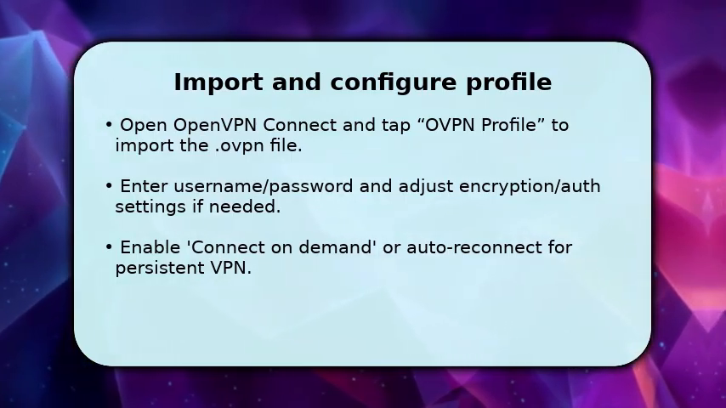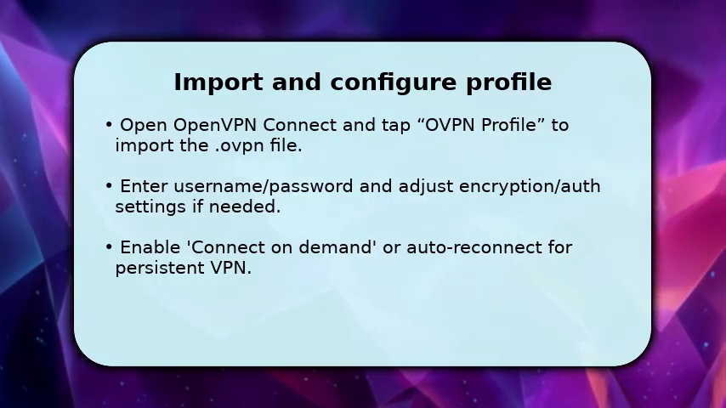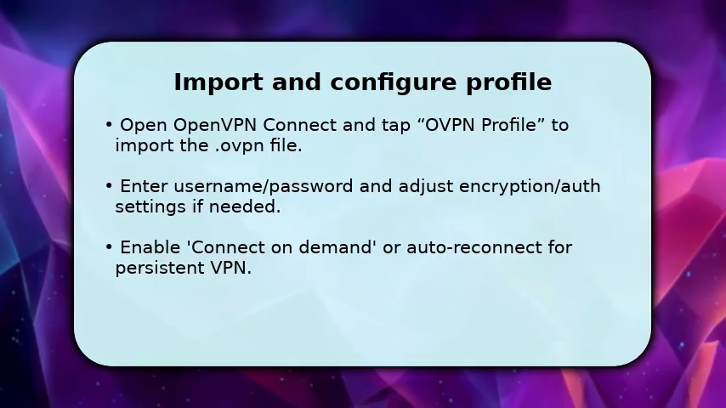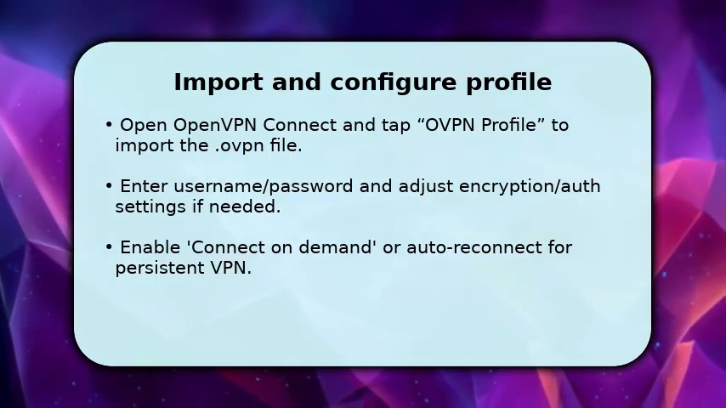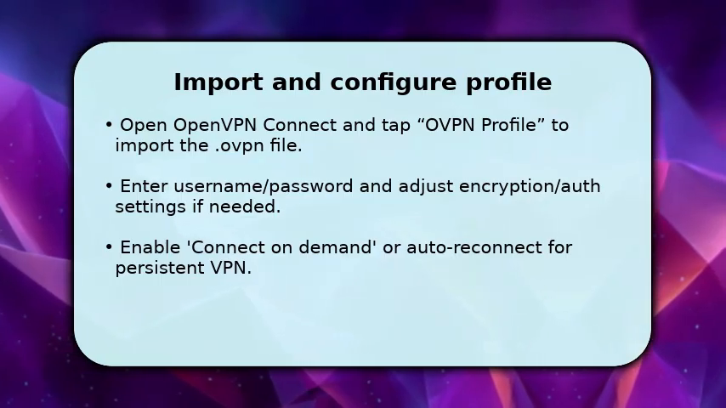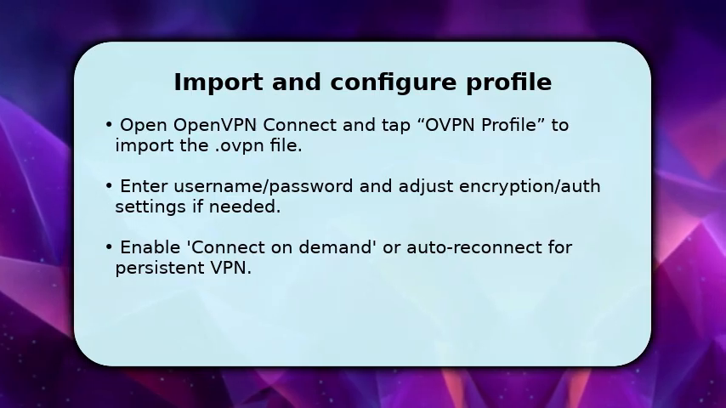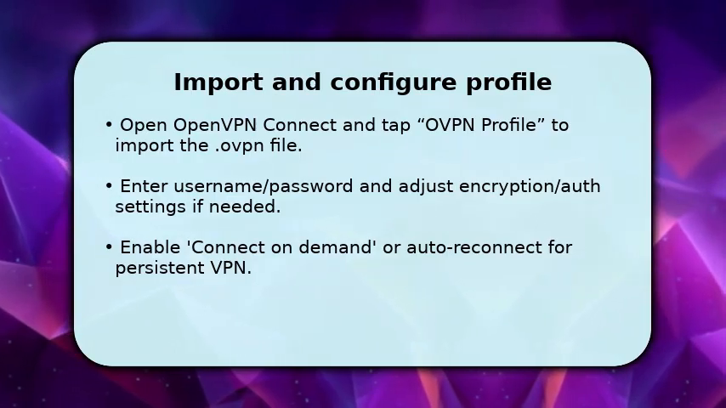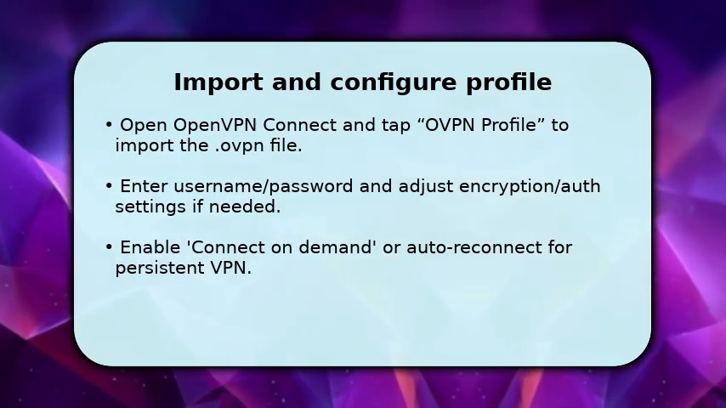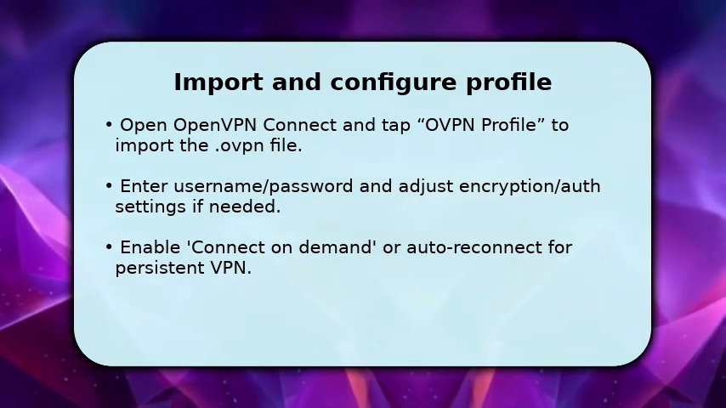Once imported, fill in the username and password from your VPN provider and verify the authentication method matches the profile. Mismatch causes failed handshakes. Make adjustments to DNS or cipher only if your provider instructs you. Once configured, enable Auto Reconnect or Connect on Demand to keep the VPN active when apps start, and test a manual connect to confirm the tunnel establishes.